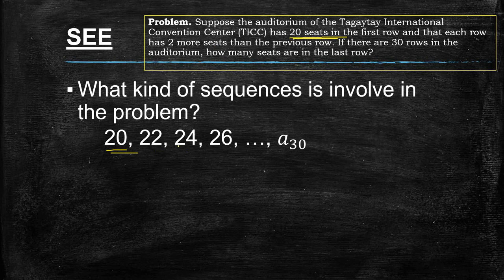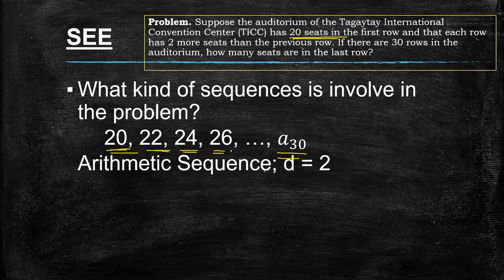So, kung isusulat natin siya sa ating sequence, kung ang first row mo ay 20, therefore, yung second row mo, most probably, is 22. Bakit? Kasi mag-add ka nga ng 2 from the previous row. Okay, and then yung third row mo is 24. And then yung fourth row mo, 26. So on and so forth hanggang makarating ka doon sa last row is yung pang 30th row natin. Okay, so ganun mo siya i-analyze.